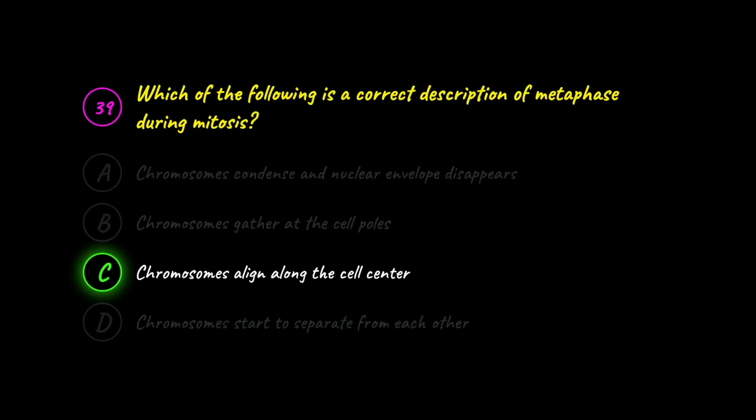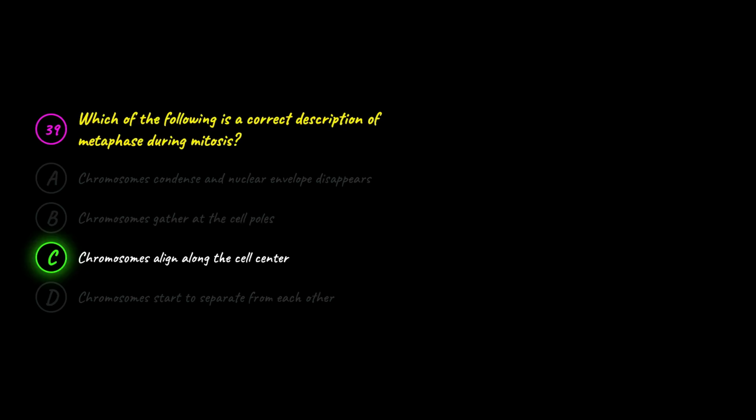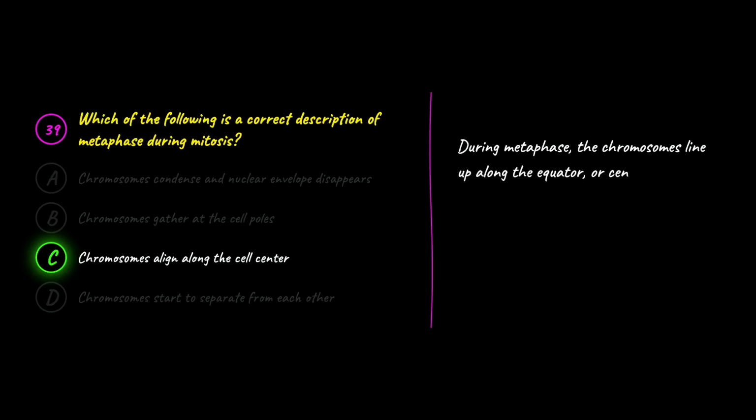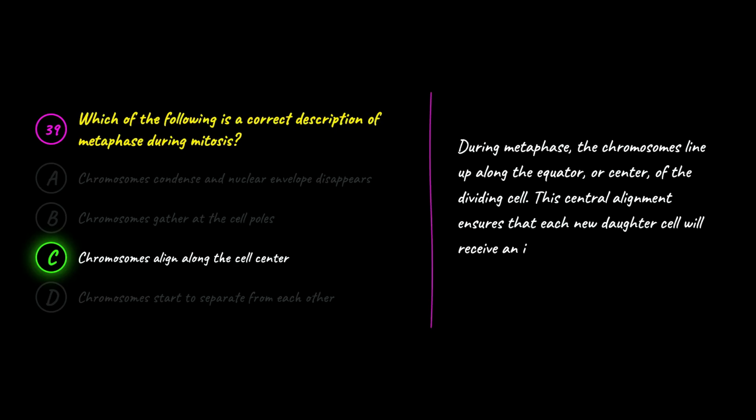The correct answer is C. Chromosomes align along the cell center. C is correct because during metaphase, the chromosomes line up along the equator, or center, of the dividing cell. The central alignment ensures that each new daughter cell will receive an identical set of chromosomes after separation in anaphase.